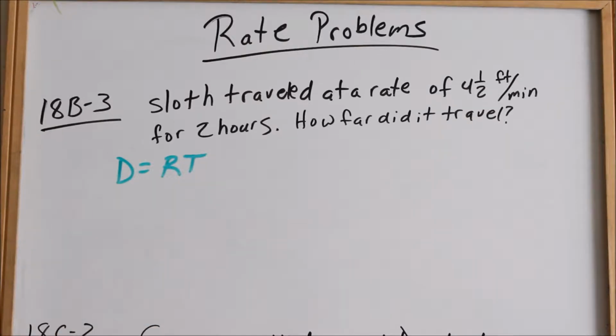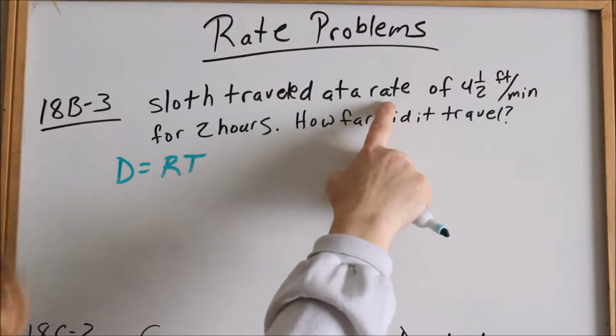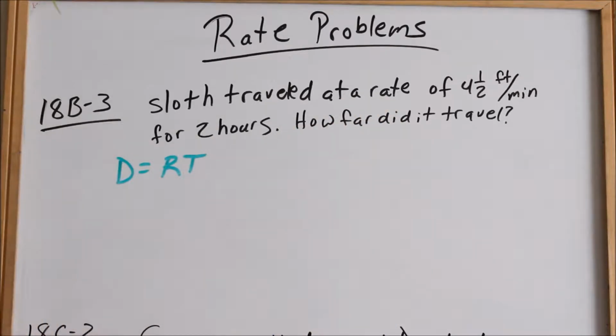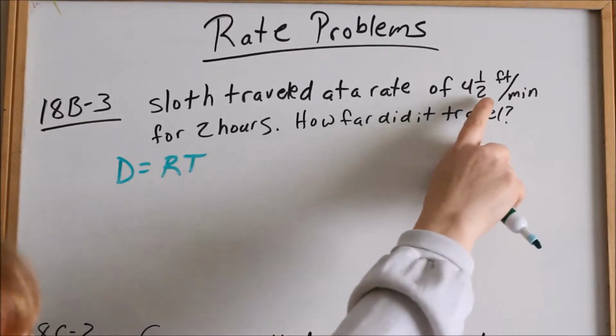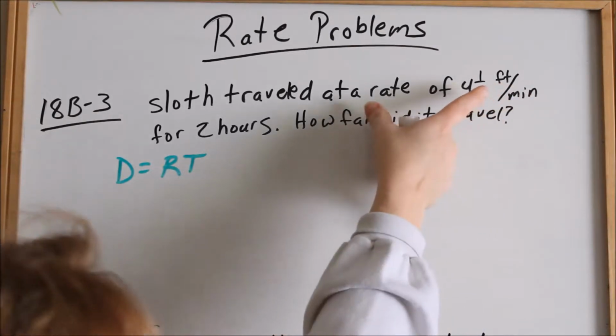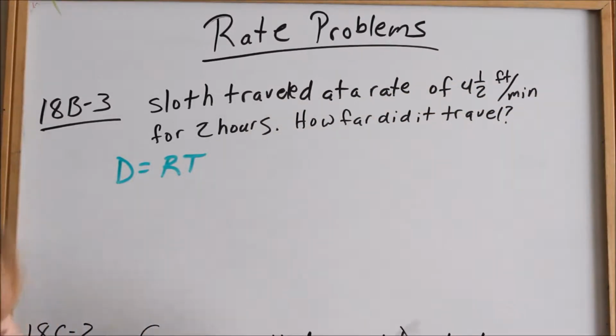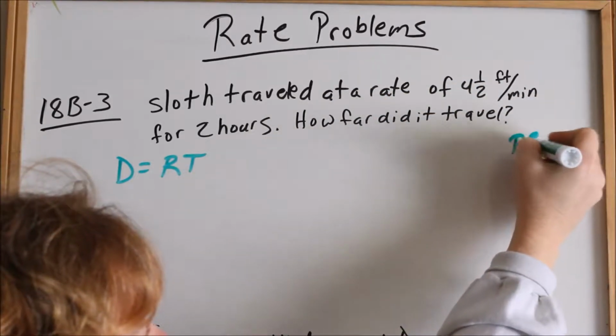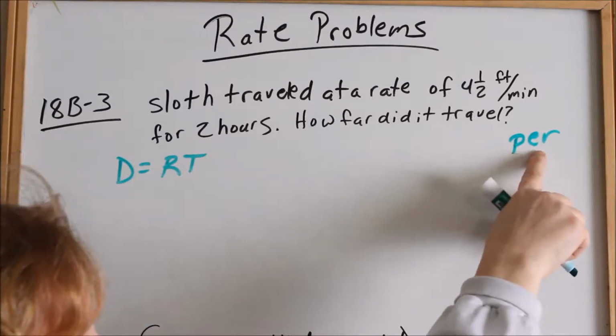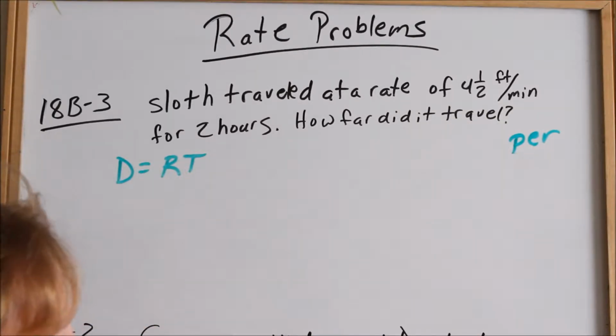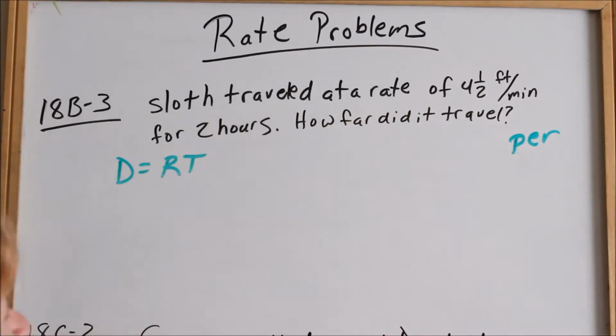When you're dealing with the rate, velocity or speed, those are two other terms you might hear it called. When it's feet per minute, that means feet is in the numerator and minute is in the denominator. Anytime you have the word per, feet per whatever, per means you're going to be dealing with a fractional unit, okay? 4.5 feet per minute.